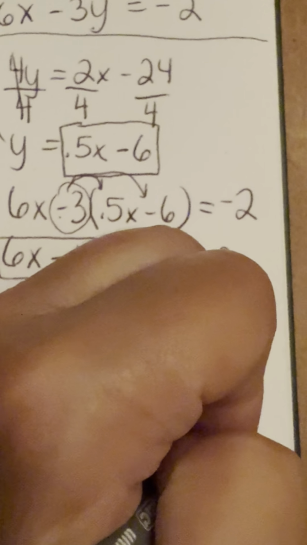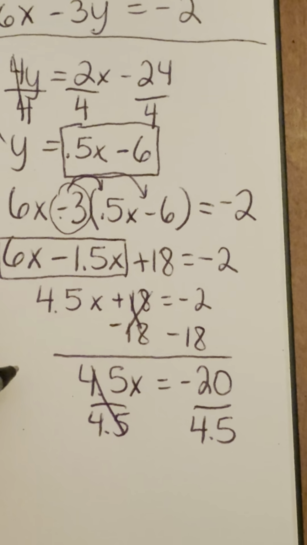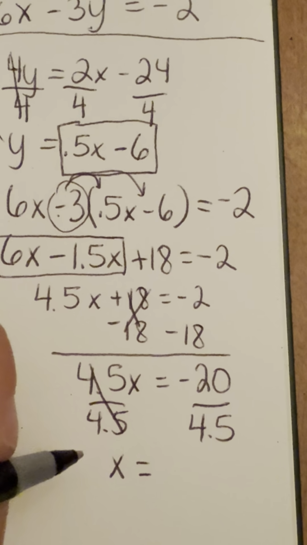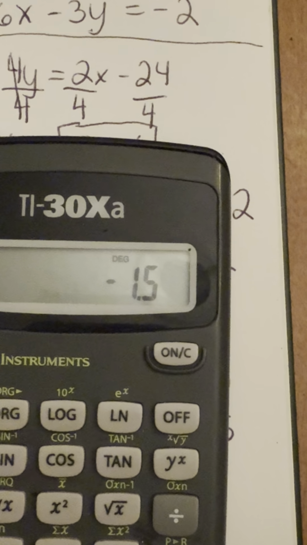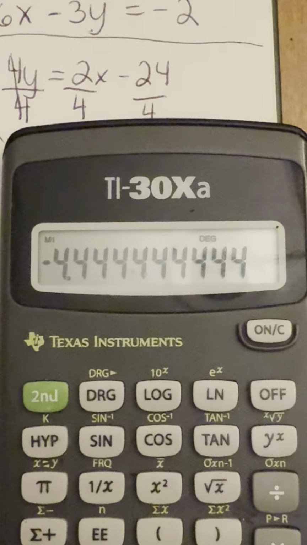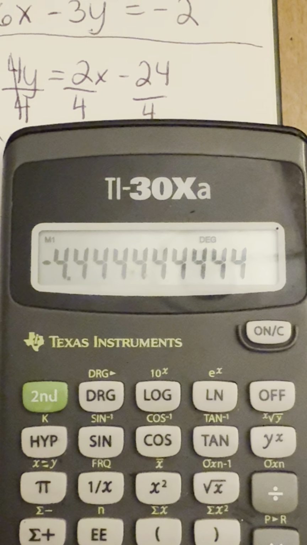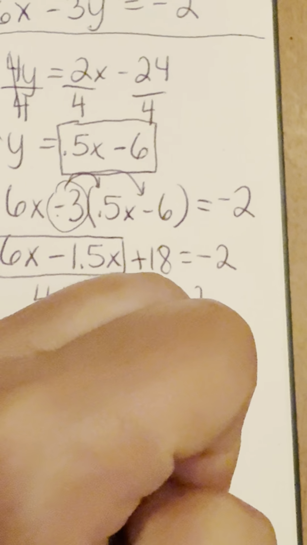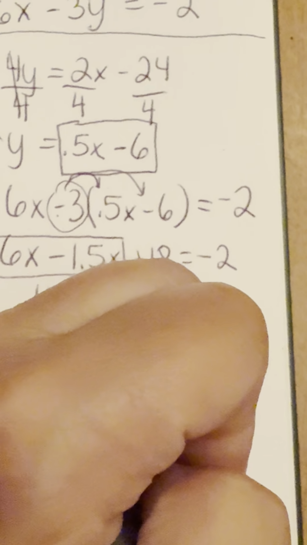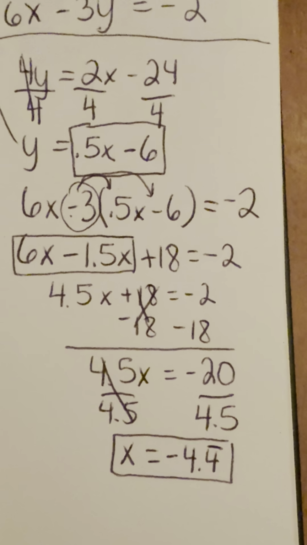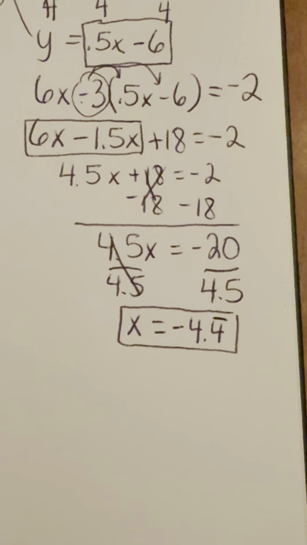We're going to end up with a really terrible number. The 4.5s are going to cancel, leaving me with x is equal to 20 negative divided by 4.5, negative 4.4 repeating. So that's my x coordinate. This is terrible, but whatever, it is what it is. So that's what my x coordinate is.